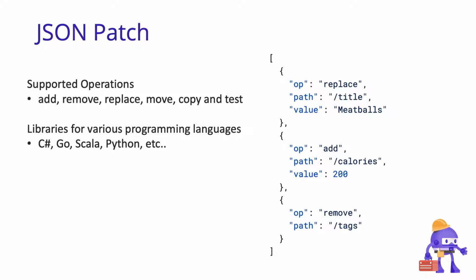Now, JSON Patch defines operations such as add, remove, replace, or even move. And if we want to implement this inside of ASP.NET Core, we just have to install a few NuGet packages. So let's go ahead and take a look.